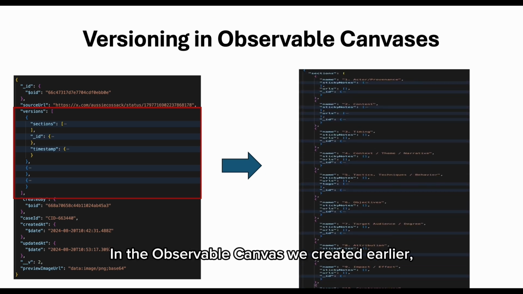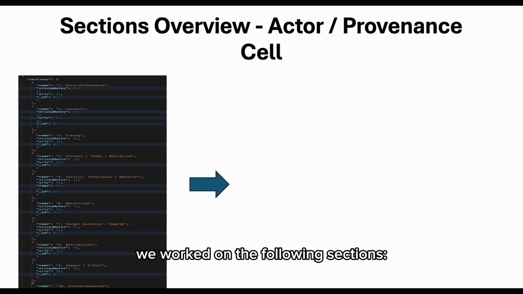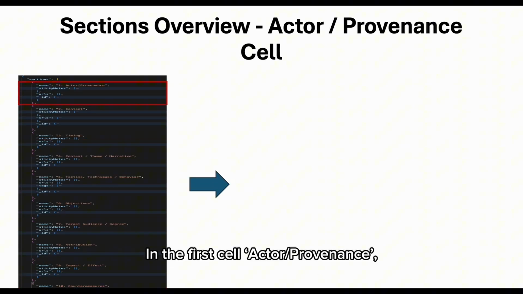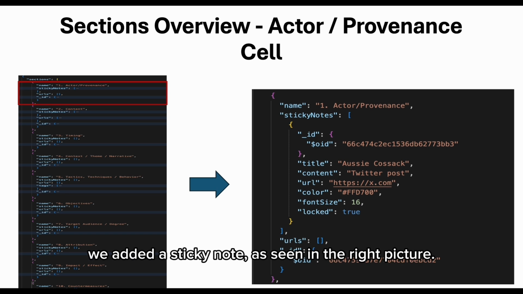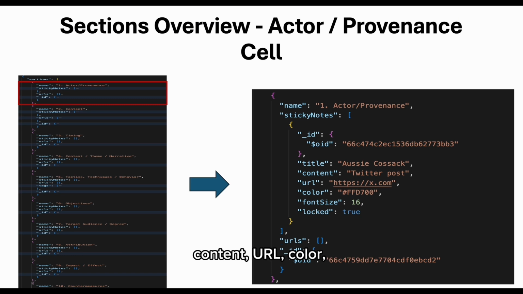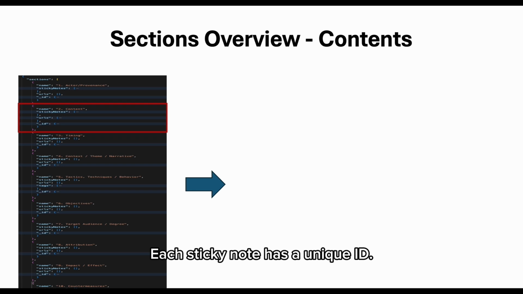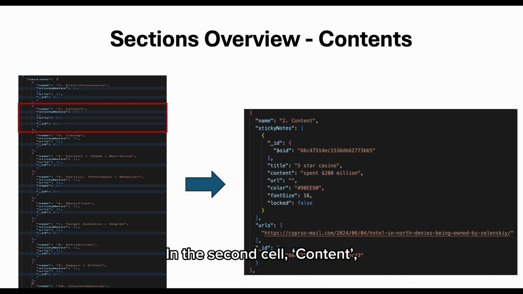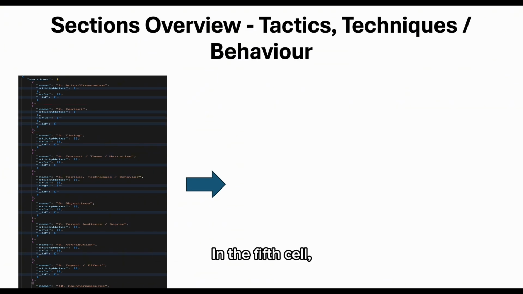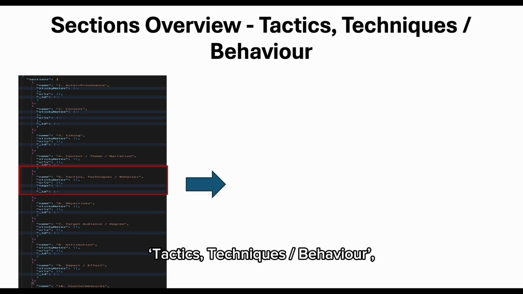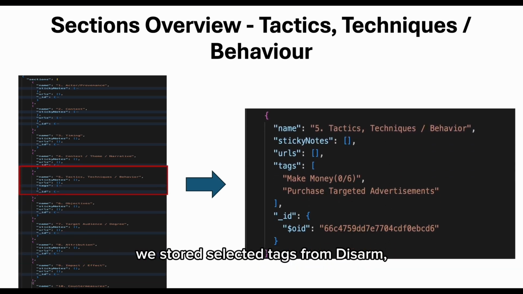In the observable canvas we created earlier, we worked on the following sections. In the first cell, actor provenance, we added a sticky note, as seen in the right picture. This sticky note stores details such as title, content, URL, color, font size, and lock status. Each sticky note has a unique ID. In the second cell, content, we added another sticky note with similar specifications, including URLs, as displayed in the right picture. In the fifth cell, tactics, techniques, behavior, we stored selected tags from Disarm, as illustrated in the right picture.